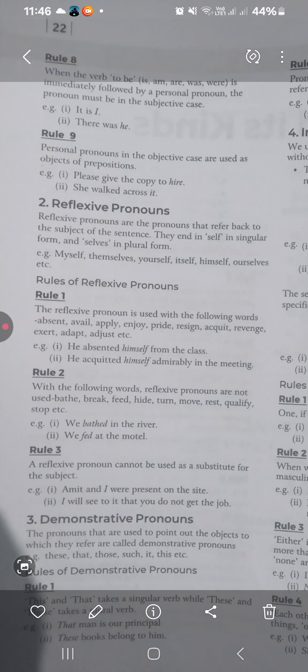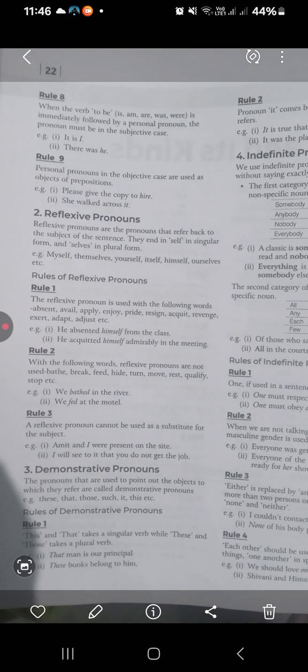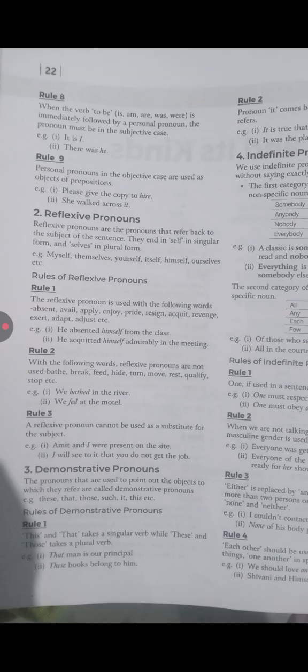Now, rule number eight: when the verb to be is immediately followed by a personal pronoun, the pronoun must be in the subjective case. Like, it is I, there was he. Rule nine: a personal pronoun is in the objective case when used as the object of a verb or preposition. Please give the copy to her. She walked across it.